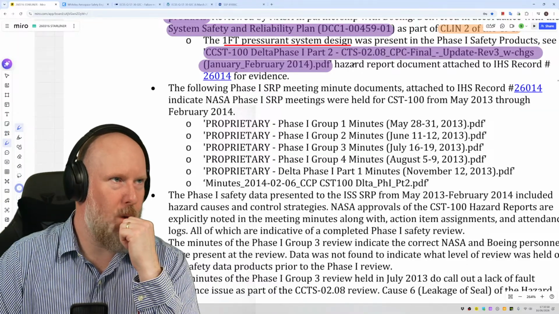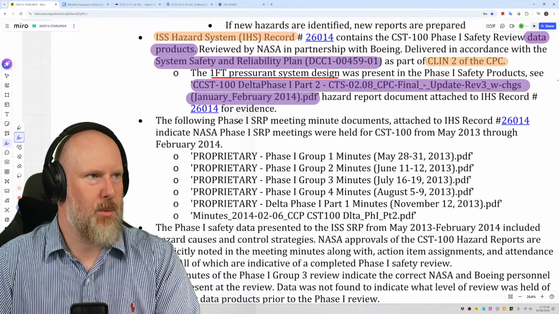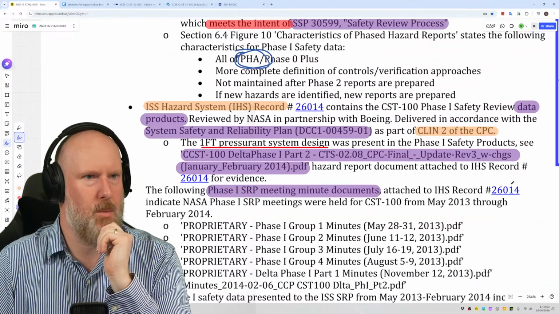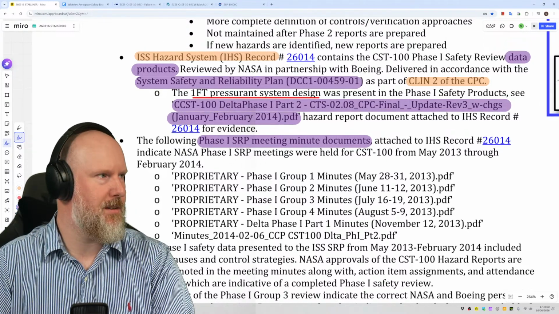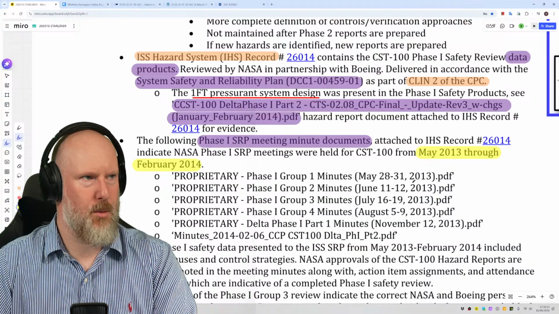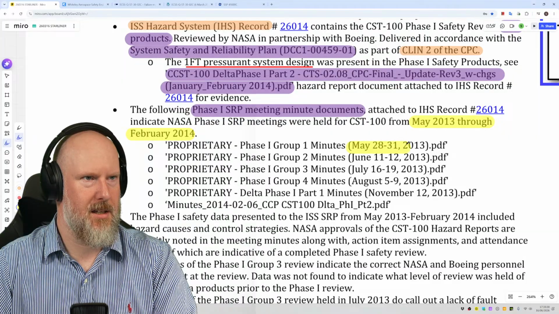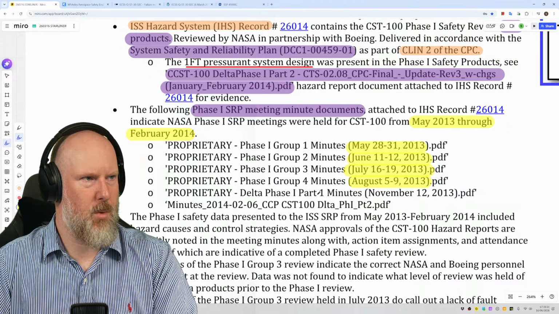So the following Phase 1 SRP meeting minute documents. Everyone loves writing meeting minutes, don't they? Anyway, attached to the IHS record 26014, same one, indicate NASA Phase 1 SRP meetings were held for CST from May 2013 through February 2014. So that was almost, well, not quite a year. So we've got Phase 1 Group 1 minutes, May 2013, Group 2 minutes, a few weeks later, July, a month later, August, a few weeks later, Delta Phase 1, Part 1.